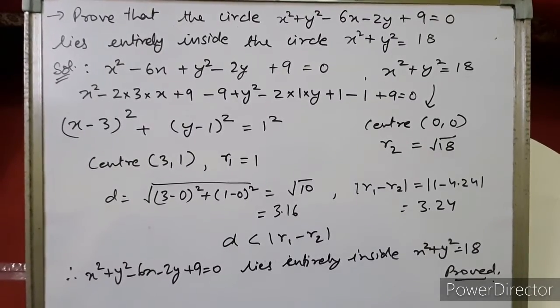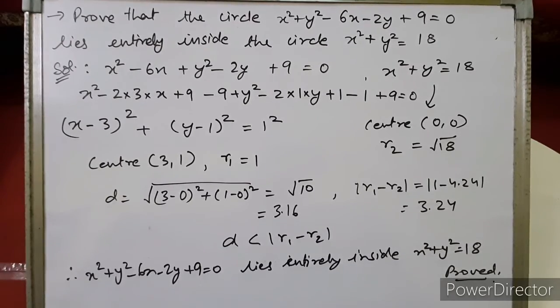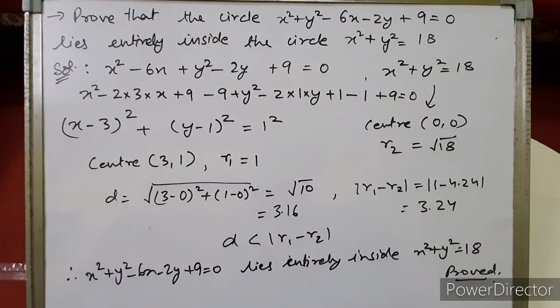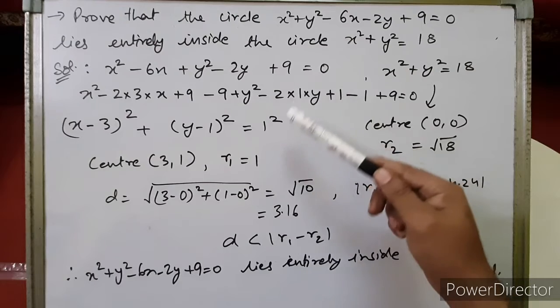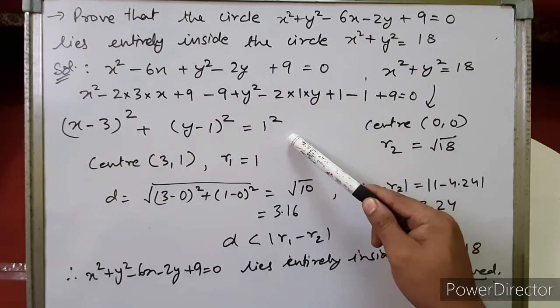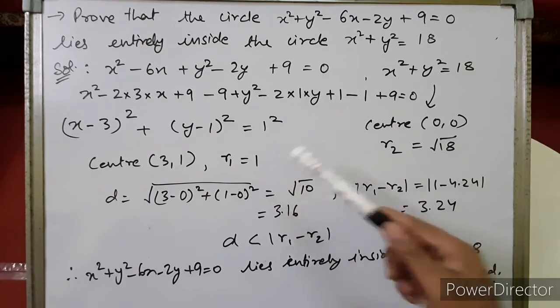Let's see another sum. Here it is given: prove that the circle x square plus y square minus 6x minus 2y plus 9 equals 0 lies entirely inside the circle x square plus y square equals 18. From these two equations we can calculate the center and the radius of both circles. When we form this expression into the form (x minus h) whole square plus (y minus k) whole square equals r square and compare, we get the center as (3, 1) and radius as 1.